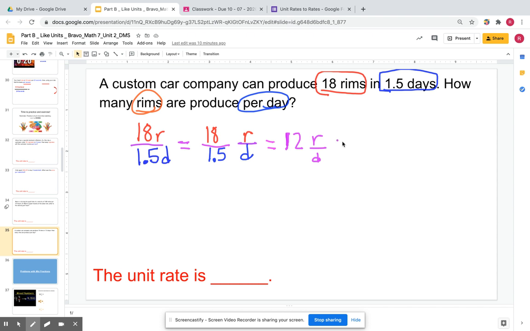So what I need to do is change it to a fraction. So it's 12 over 1. Now I can read it: 12 rims in 1 day. Or like I told you guys, you could definitely write it like this: R for rims per day.